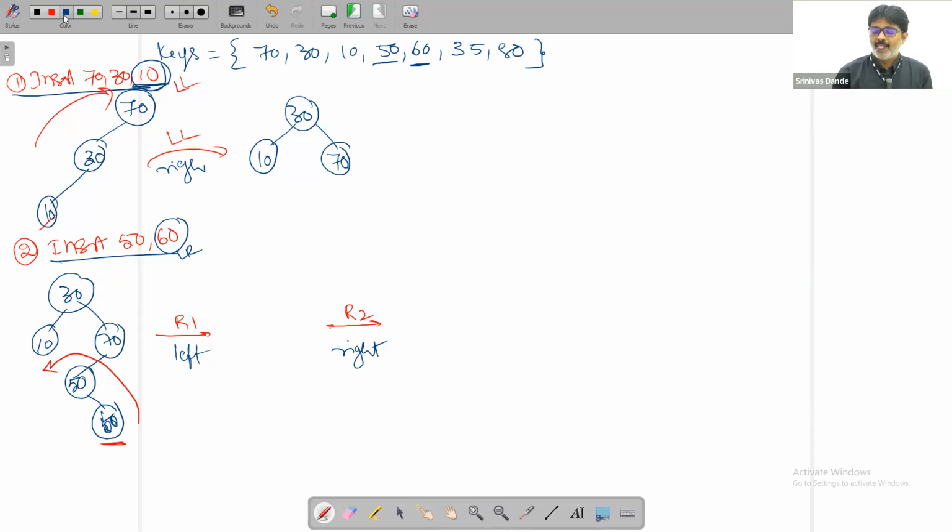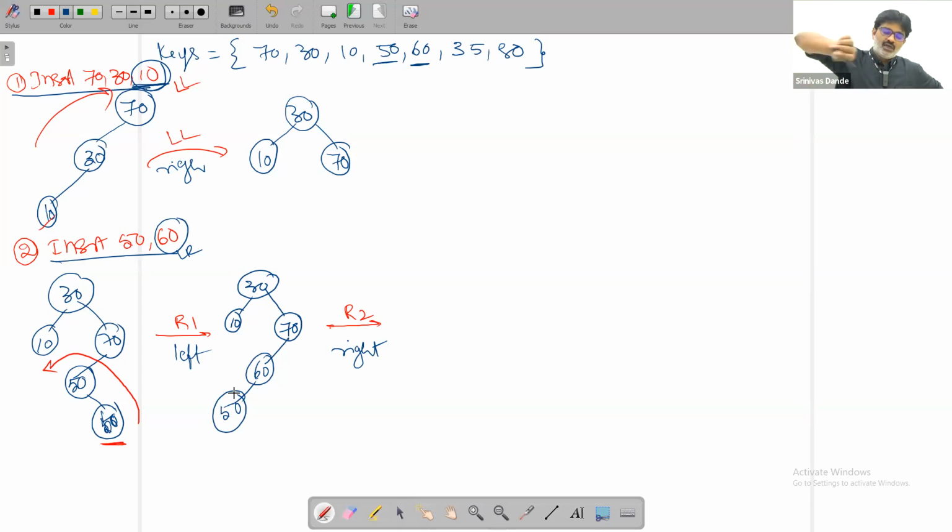After this, tell me. 30 remains same here. 10 remains same. 70 remains same. Any changes now? What should be the change of 70? That is 60, right? 60 comes here and 50 comes here. Now still it is not done.